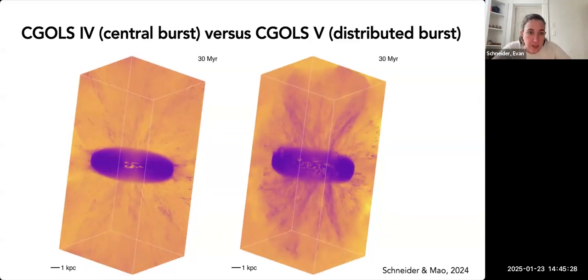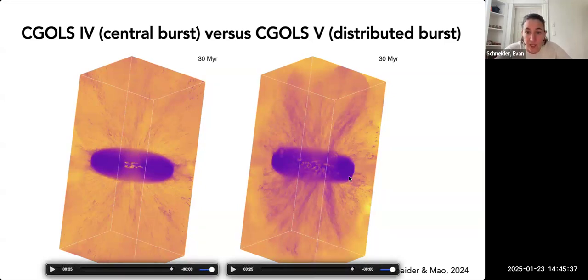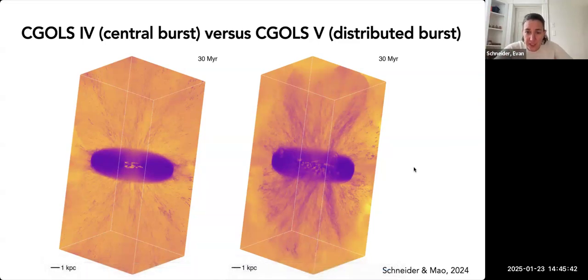You can see already, right, that the central model drives a hotter, faster outflow with less obvious cool gas. Looking at the distributed model on the right, all of the purple stuff, that's the cooler, denser gas that's embedded in this background volume filling hot phase. So there are already significant differences in the large scale cool gas structure between these two models, just based on how the star formation is distributed.